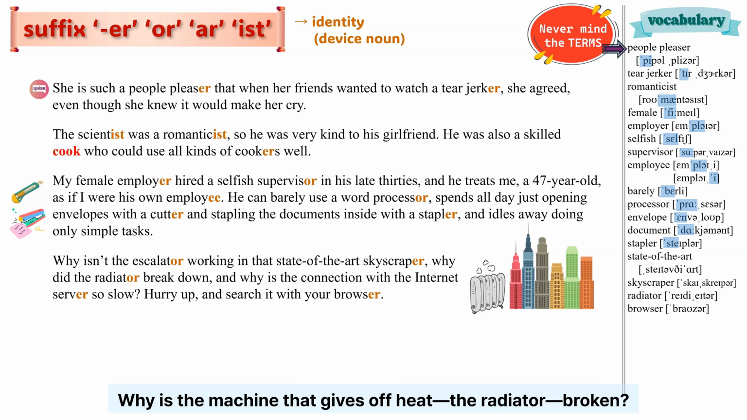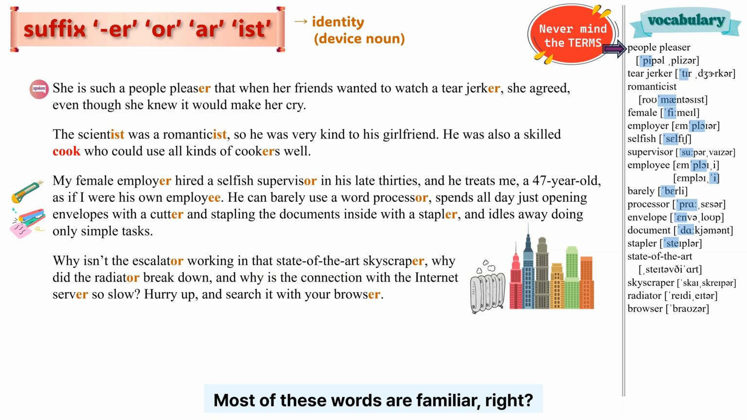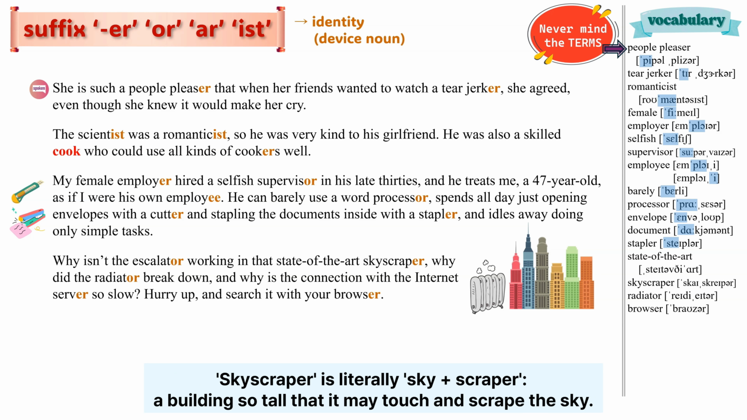Why is the machine that gives off heat, the radiator, broken? And why is the internet server connection slow? Hurry up and search with the search tool, the search box. Most of these words are familiar, right? State-of-the-art means very modern and cutting edge. Skyscraper is literally sky plus scraper, a building so tall that it may touch and scrape the sky.